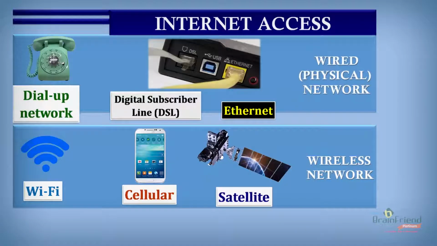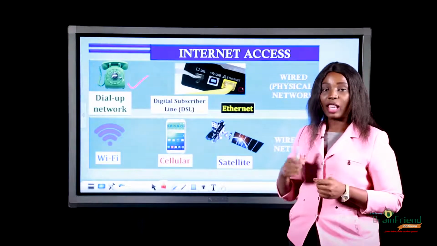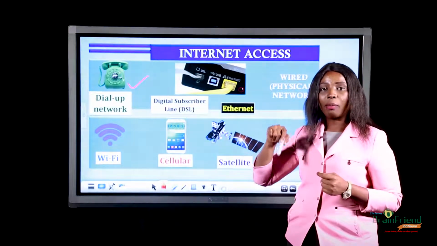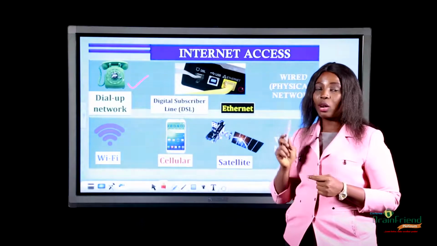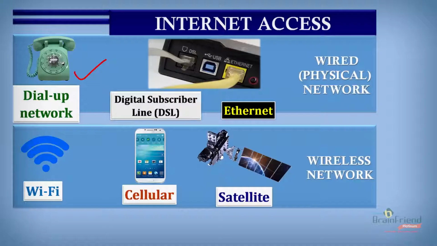You can see that we have a lot of methods to connect to the Internet. Some of them are done through wireless means, while others are done through wired means. Let's have a look. The first one we have here is the dial-up network, and that is a telephone, a landline. For you to connect to the Internet, a number is dialed, and then you have access to the Internet. It's a very old technology. It's gradually going out, so most places don't use it again.